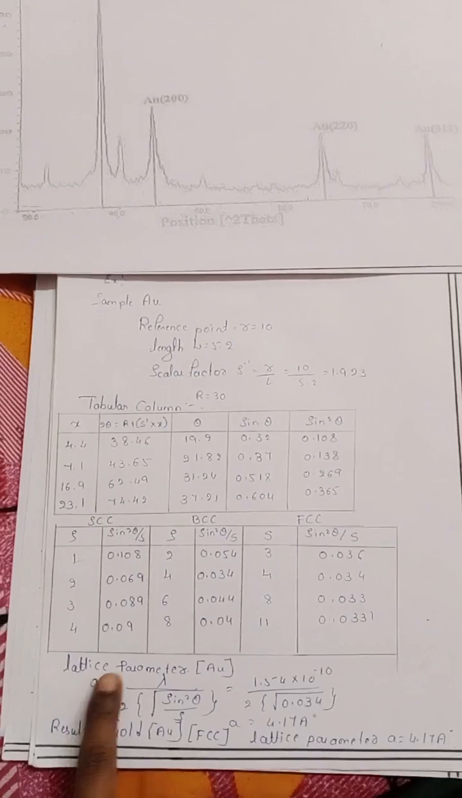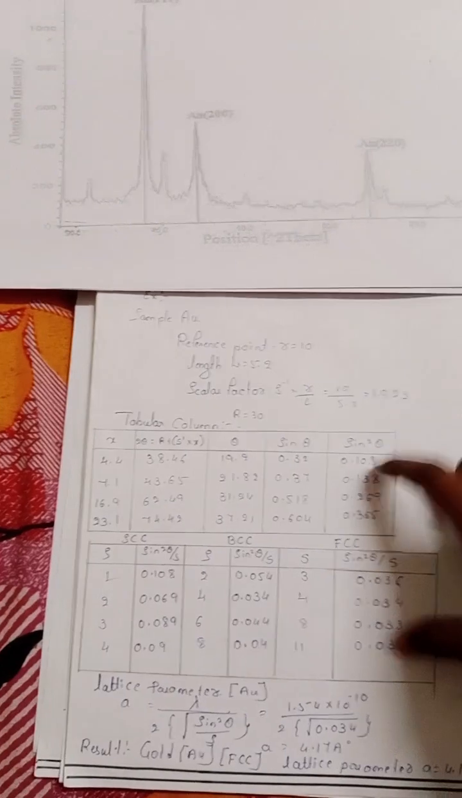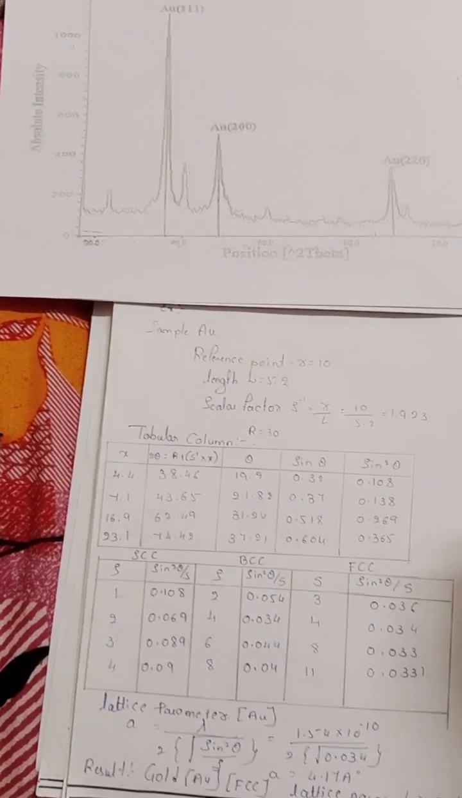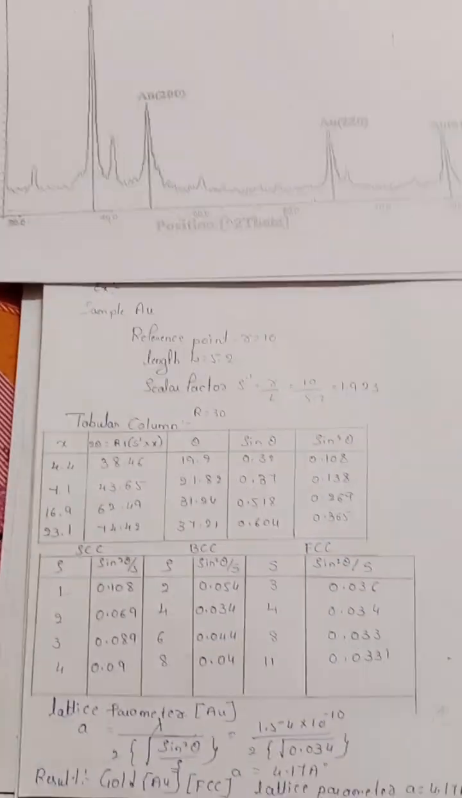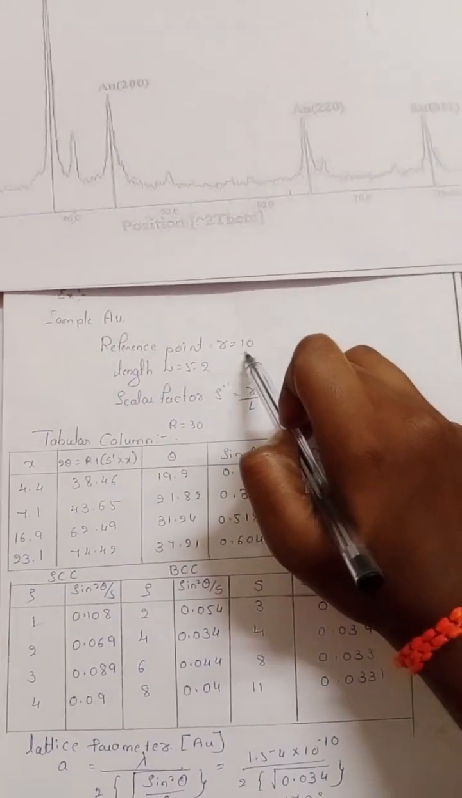To get the a value we need sine square theta by S. We get the value of sine square theta by S, but how? For that we have to do a tabulation. Here we are considering a reference point as 10. How to take this reference point as 10?